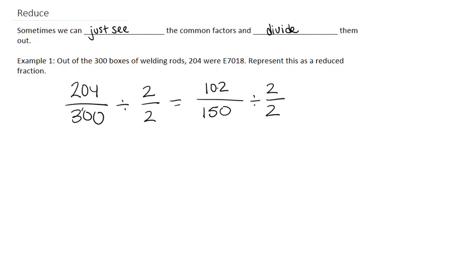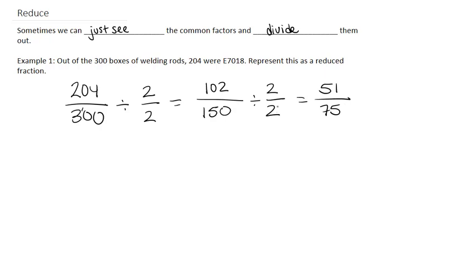So now we have 102 divided by 2. So 2 can go into, not 1, but it can go into 10 5 times. 2 can go into 2 1 time. So on the top we have 51. And then on the bottom we have 150. So now we have 150 divided by 2, which is then 75.